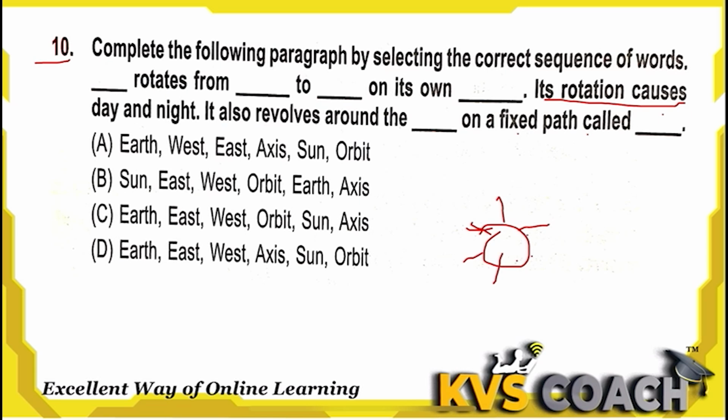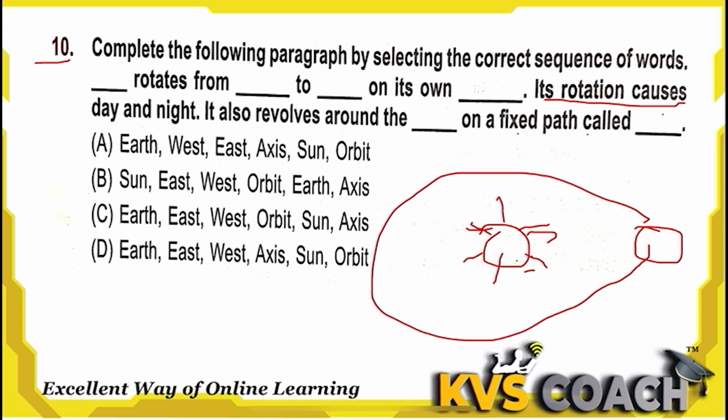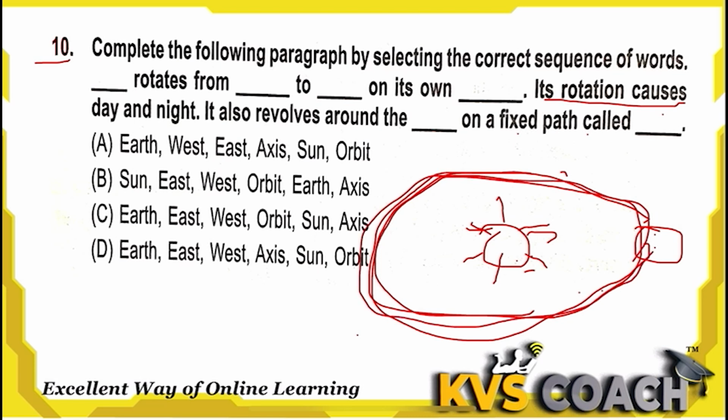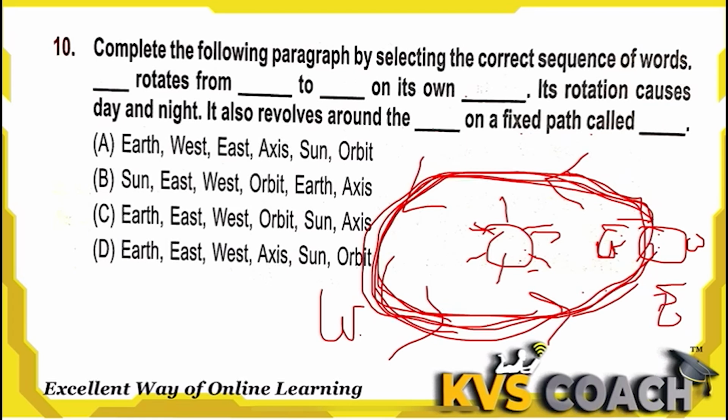is the planet, this is sun, that is earth, and it revolves around the sun in a fixed orbit. This fixed area is called orbit. In this orbit, earth revolves around the sun in a fixed path. This is called a fixed path because it revolves in a fixed orbit. So here what they are asking: dash rotates from dash to dash on its own dash.